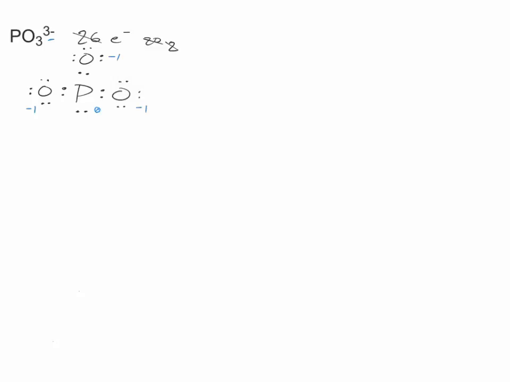So we draw it with lines to make it look like a formal Lewis structure, with lines for our bonding. And what do we see? We see this. Single bonds to each oxygen. Each oxygen has 3 lone pairs, and the phosphorus has a lone pair of its own.